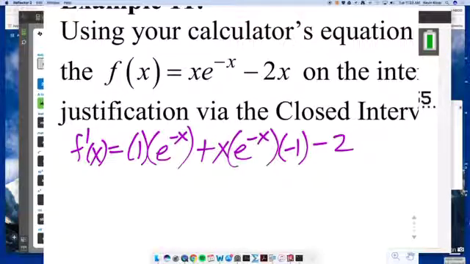All right, so product rule. Derivative of x is 1, second goes for the ride, plus x goes along for the ride, times the derivative of e to the negative x, which is itself, times the chain rule, -1. Don't forget that little -1. And then minus the derivative of 2x, which is 2.